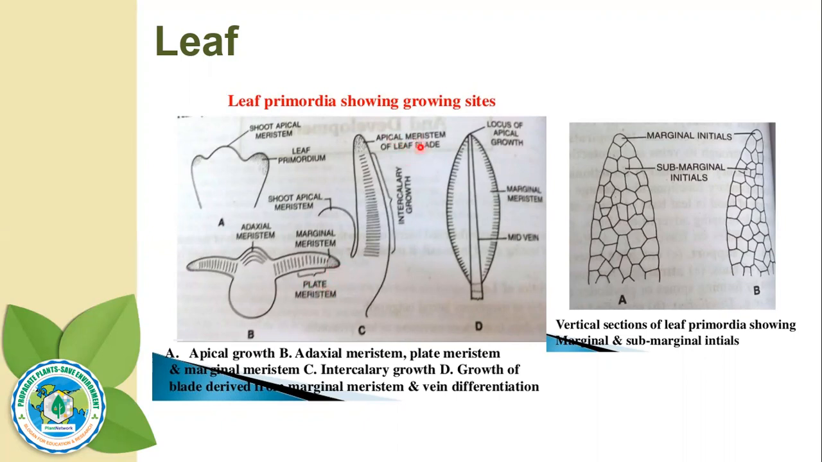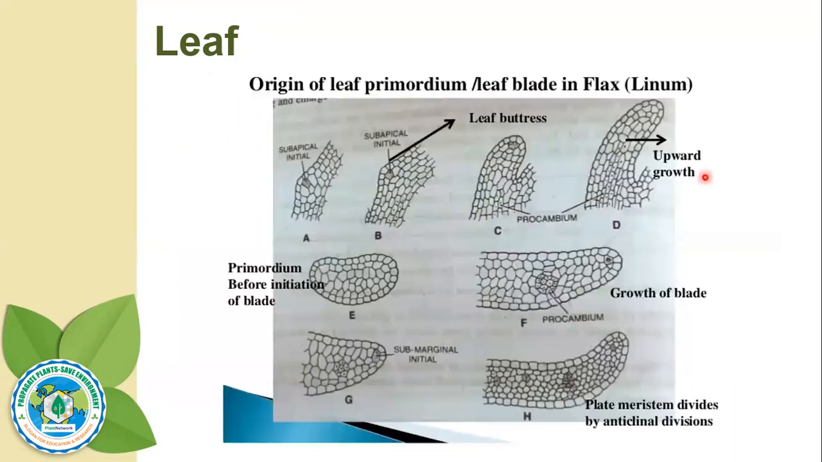This is the apical meristem of the leaf blade. They further develop to produce the elongated leaves. This is the vertical section of the leaf primordia showing the marginal and submarginal initials that are present at the tip of the leaves, in the region of the leaf primordium or the leaf blade in the flax. This example has been derived from the flax or Linum plant.